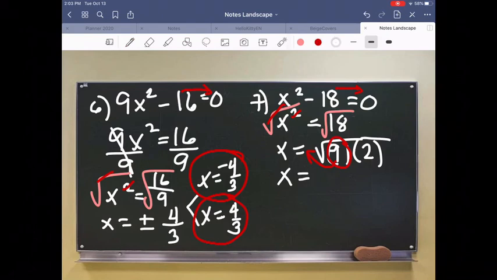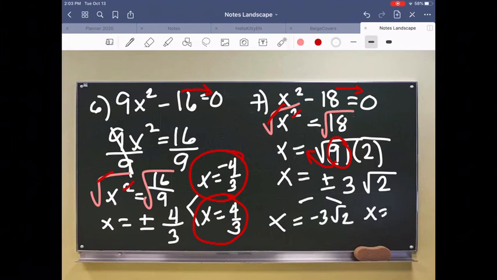Pag nilabas natin siya sa square root, yun ng square root niya. So, ang square root ng 9 is 3. So, we have positive, negative, 3. Okay? And then, square root of 2 is not a perfect square. So, maiiwan siya sa loob. So, 2. Okay, so we have x equals negative 3 square root of 2, and then x equals 3 square root of 2. Okay, so yun yung dalawang sagot.